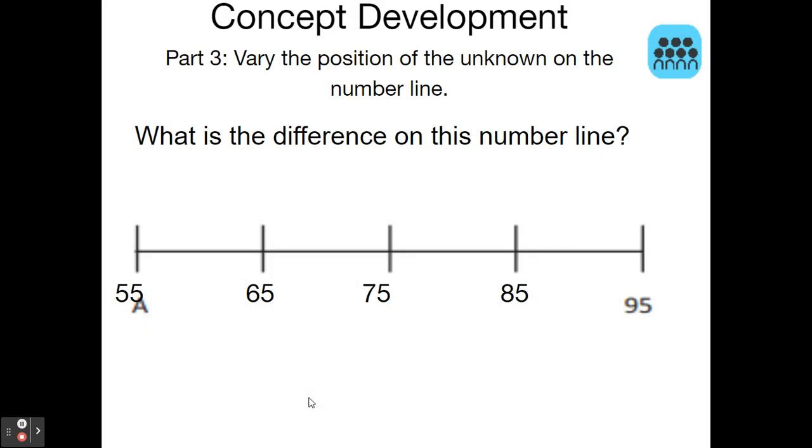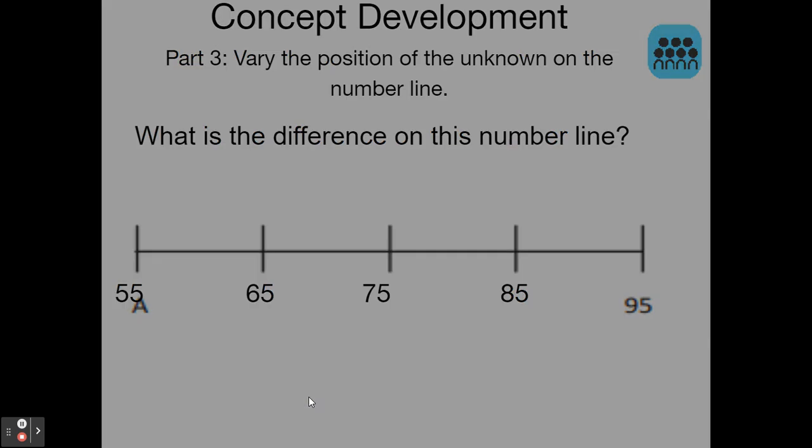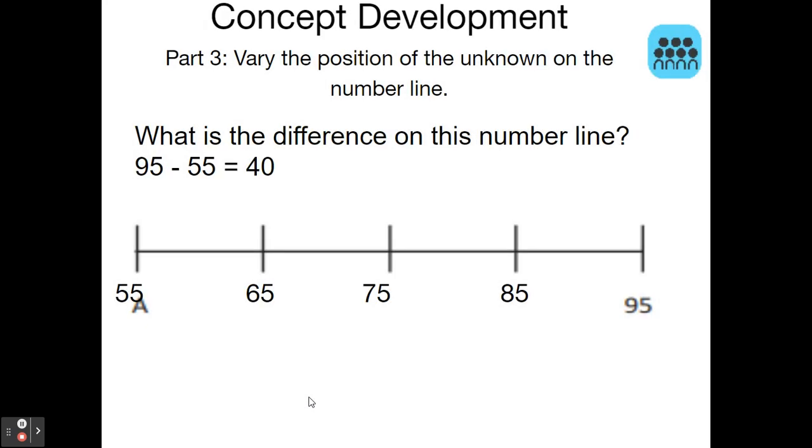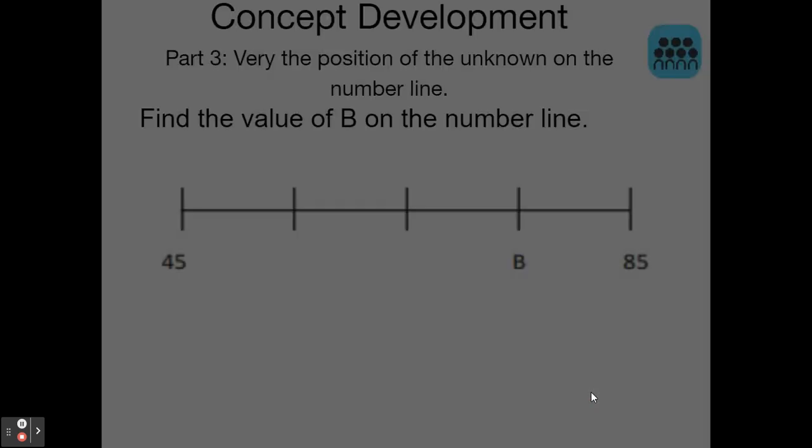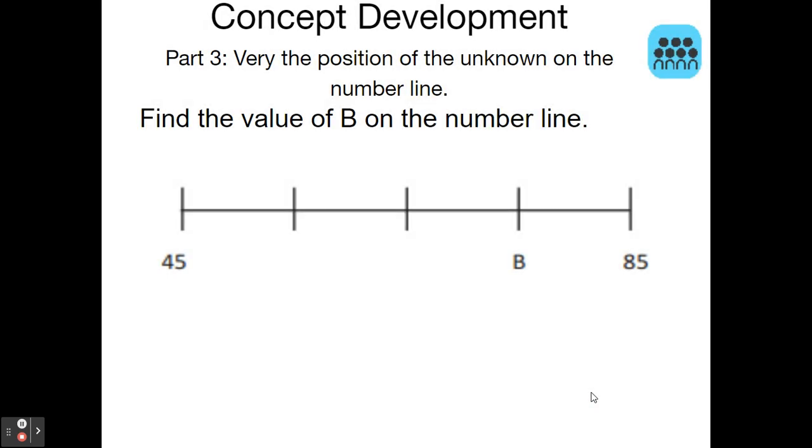All right, what is the difference on the number line? Again, difference is subtract. So you take your larger number, 95, minus your other endpoint, 55, equals 40. Or you could count 10, 20, 30, 40. Both ways will get you to the correct answer of the difference.